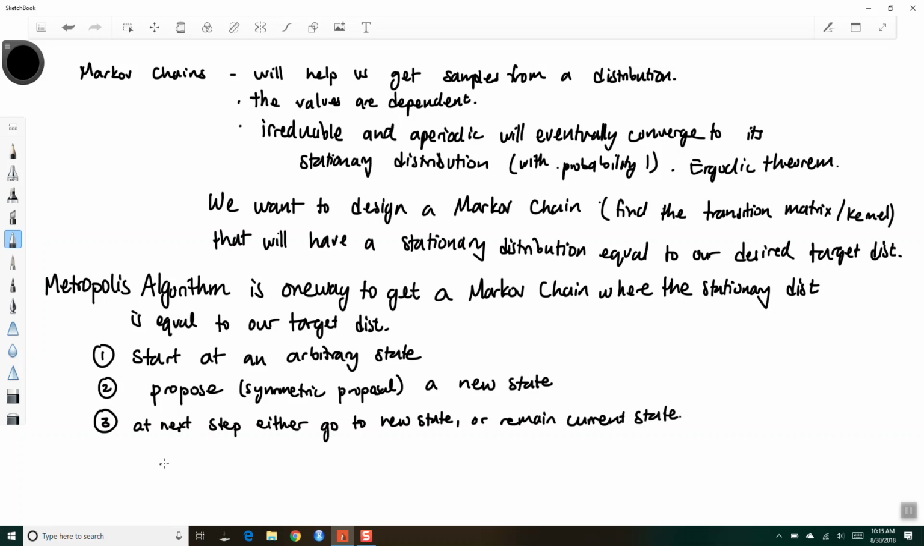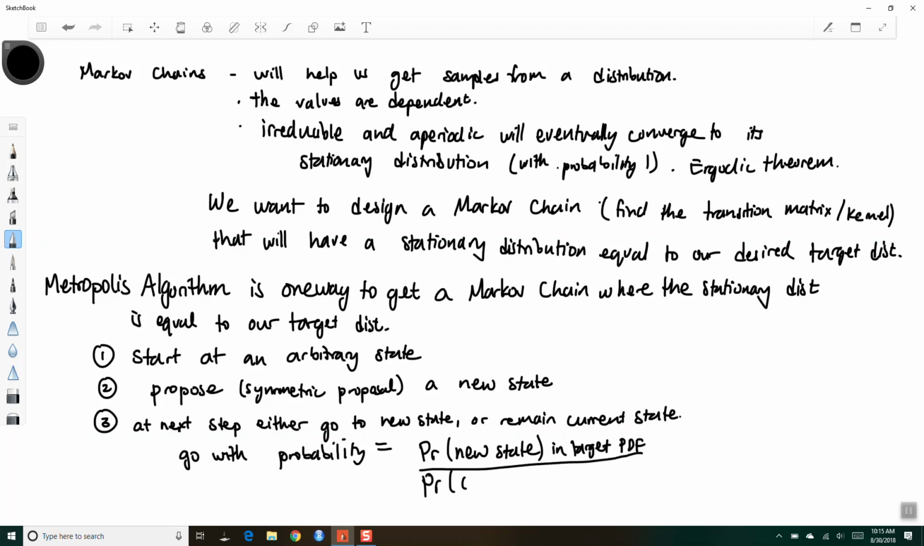And then you go with probability equal to the probability of the new state in the target PDF, divided by the probability of the current state.